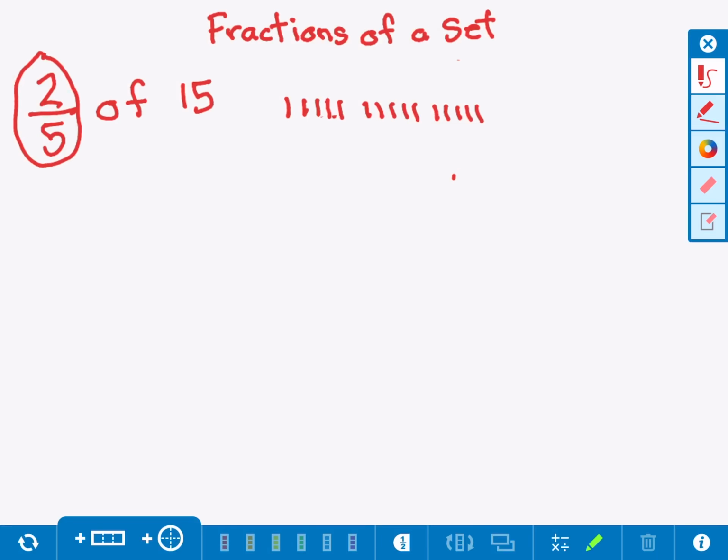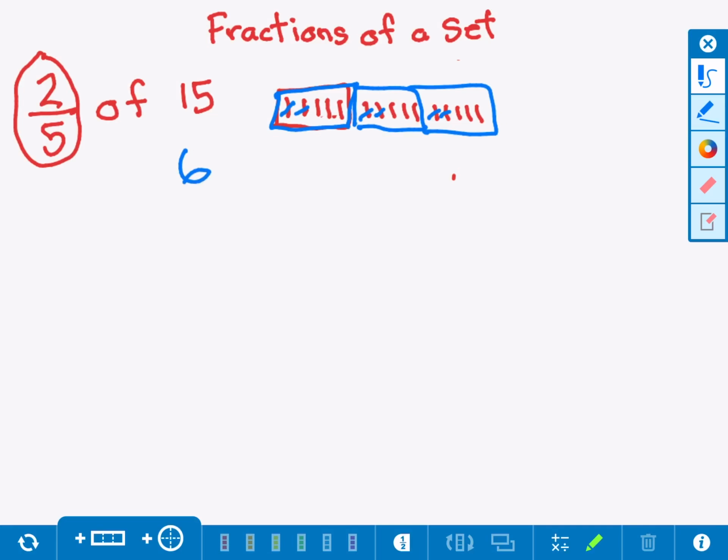So 2 out of 5. That means for every 5, I'm going to change the color of this. For every 5 of these apples, someone eats 2 of them. 2 out of every 5. So I'm going to go 1, 2, 3, 4, 5, 6. So the answer would be 6. 2/5 of 15 is 6.